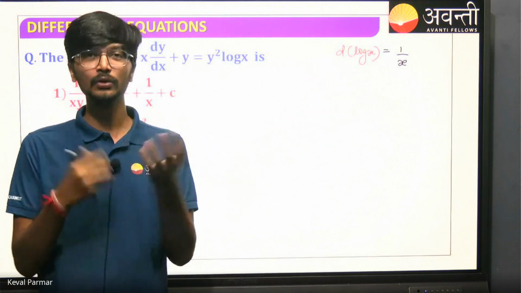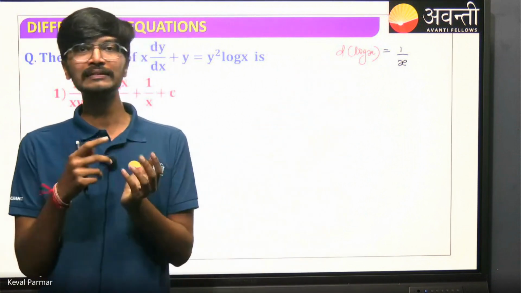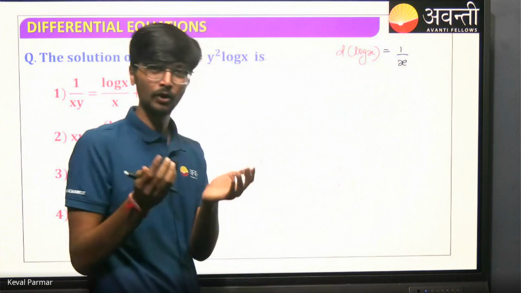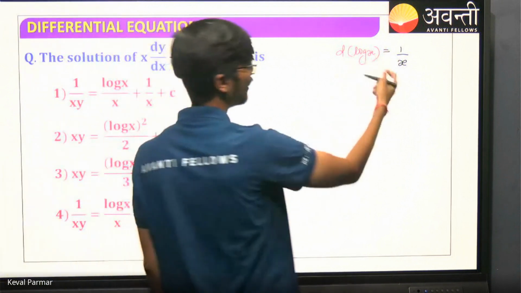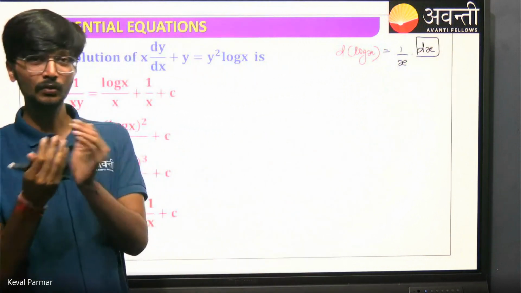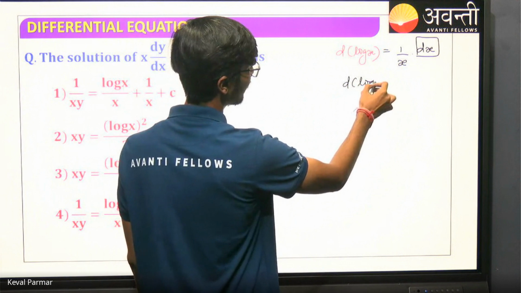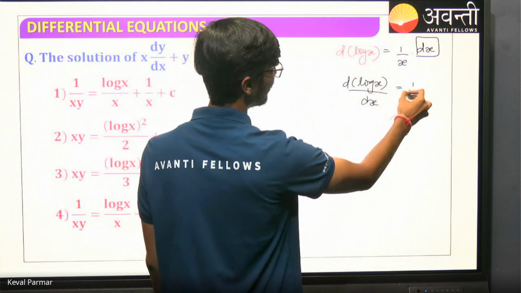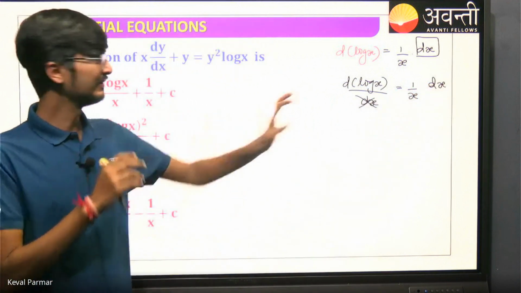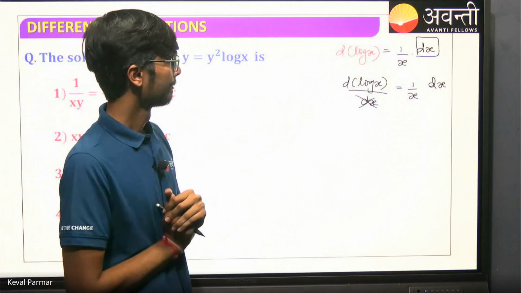In such cases, we just write d of log x. d of log x means derivative of log x. Since we do not know with respect to what, we use the same formula: derivative of log x is 1 by x, so 1 by x into dx. Why did this dx come? Because we don't know with respect to what we are differentiating. You can understand it like this also: d by dx of log x is 1 by x, so cross multiplying, the dx comes to the other side. But instead of seeing it like this, see that the derivative of log x will be 1 by x dx if it is not mentioned with respect to what. I hope it is clear.